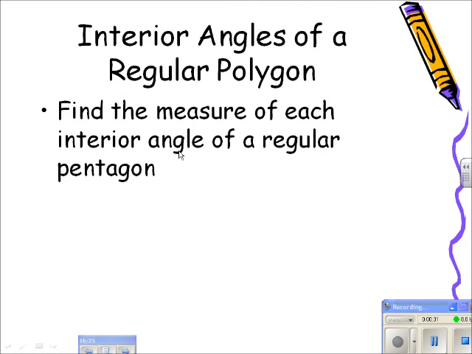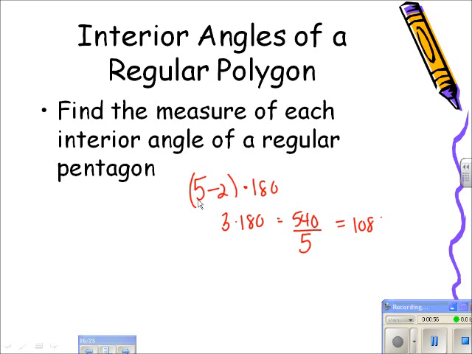So you want to find the measure of each interior angle of a regular pentagon. A pentagon has 5 sides. So 5 minus 2 means I could draw 3 triangles from one vertex. So 3 times 180 is 540. But then there's 5 sides, or 5 angles. So then I would divide by 5, and then that would give me 108. So actually this whole problem up here, I could have just started from right here and said I'm going to divide by 5.